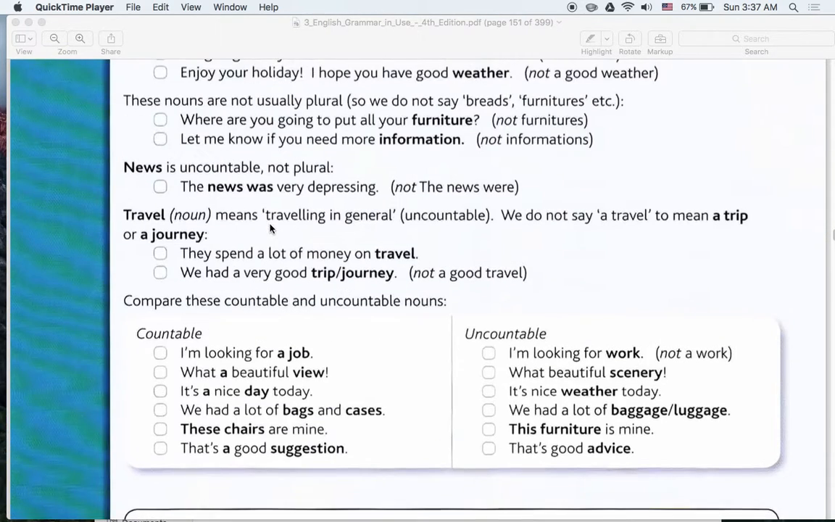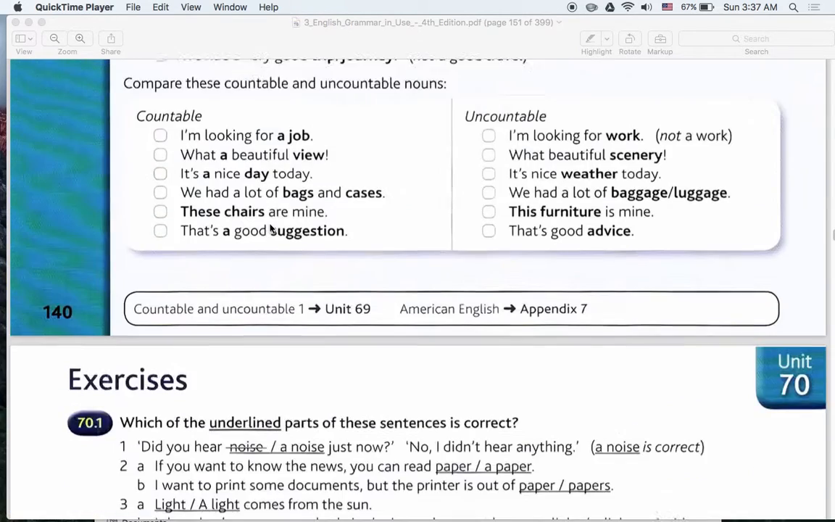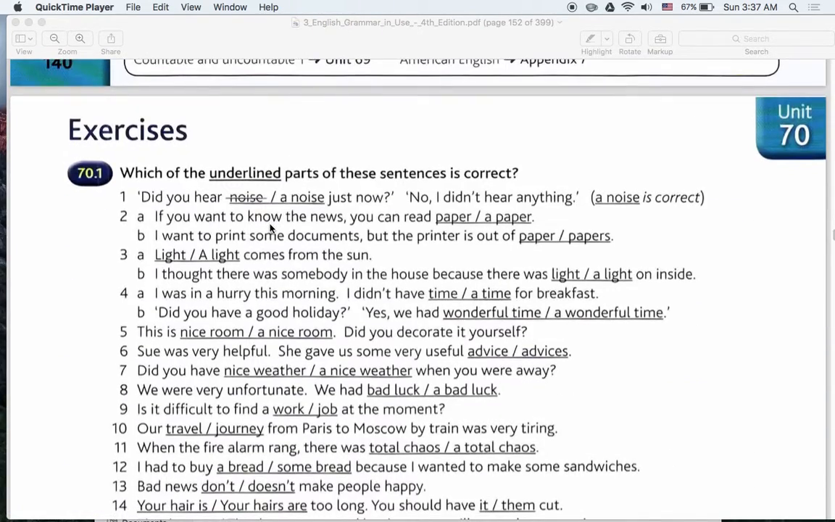Okay, that's all for grammar of this lesson, and here are some exercises.